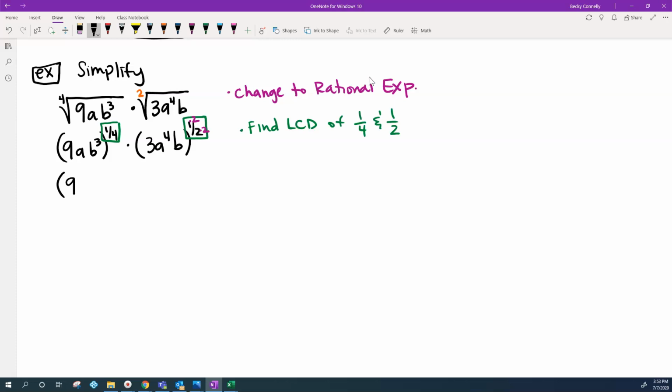So this first one, nothing changed with it. But this one, I've got 3a to the fourth b. Now it's raised to the 2/4 power. All right, so now they have the same denominator, and that means that they will be inside the same root. Okay, so I'm going to go ahead and change them back to the roots now.